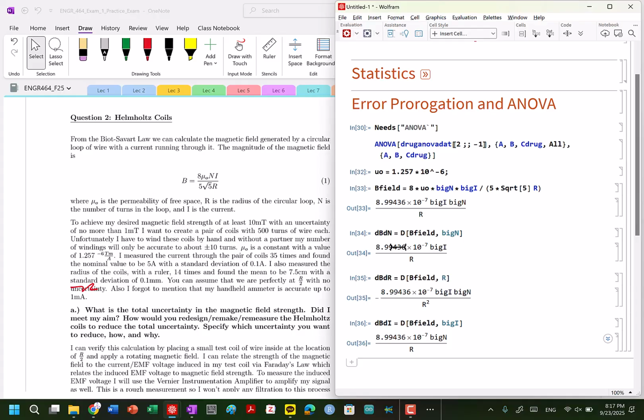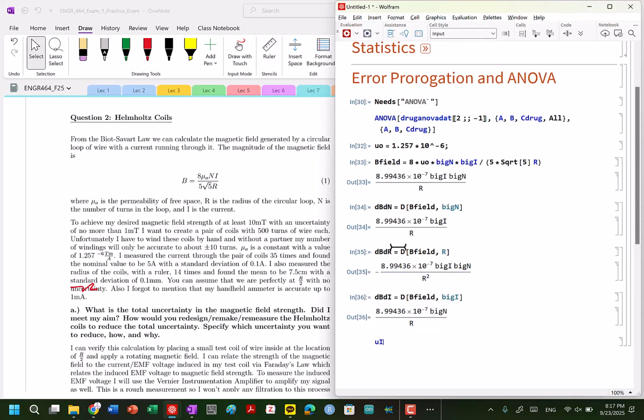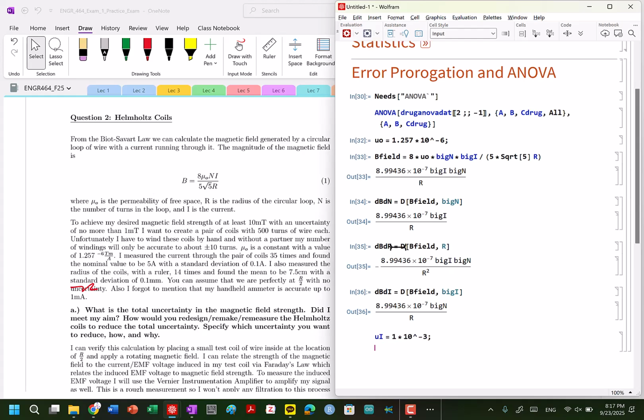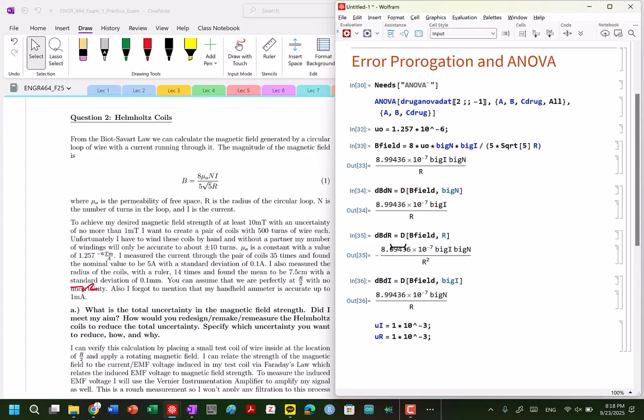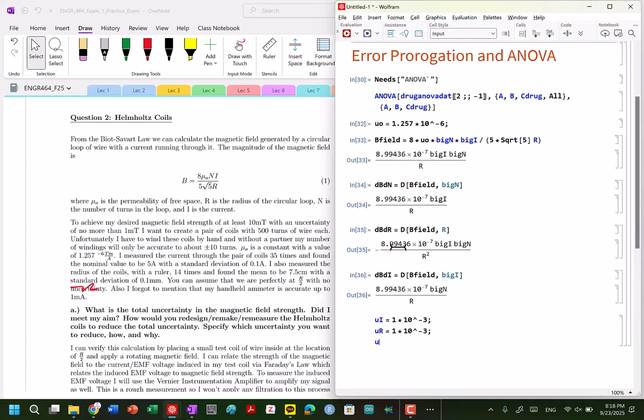And there we go. I also know that the uncertainty of my I is equal to 1 times 10 to the minus 3. I also know the uncertainty of my radius. For a ruler, I'm just going to assume that I have millimeter tick marks, so 1 times 10 to the minus 3. And there's also some uncertainty in the number of windings, which is just 10 turns.